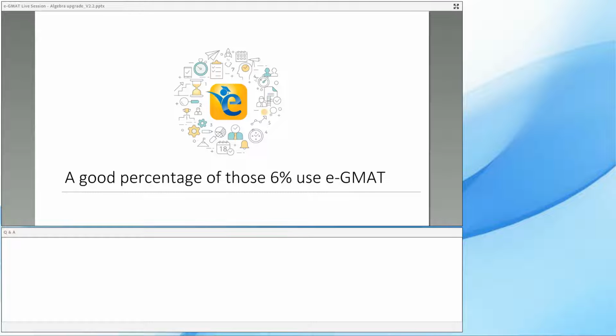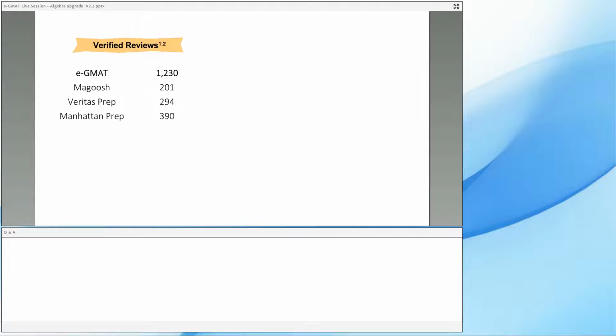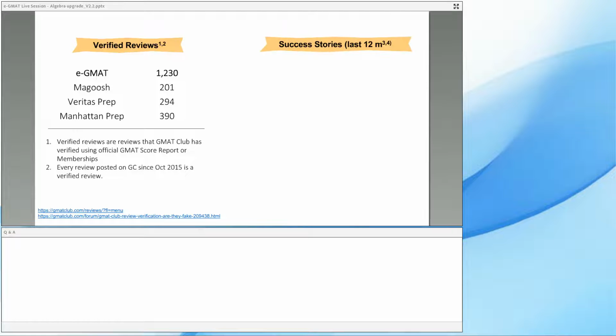Now, what do people who get to that 720 or higher score do? A good percentage of them use e-GMAT. Why do I say that? If you look at the two largest forums in the GMAT world, Beat the GMAT and GMAT Club, and at the number of verified reviews and success stories, e-GMAT has more success stories than the next three top prep companies combined. When you look at verified reviews over the last 3 years, we have almost 1.8x as many verified reviews as Magoosh, Veritas Prep, and Manhattan Prep combined.